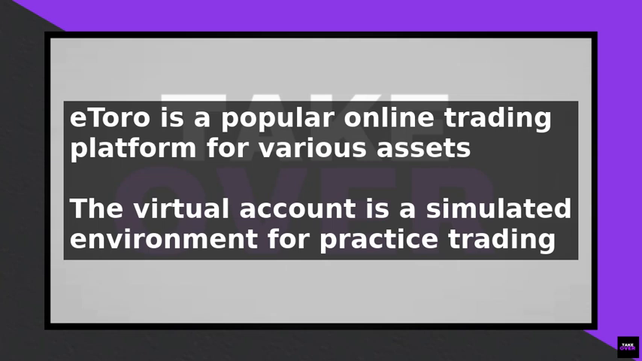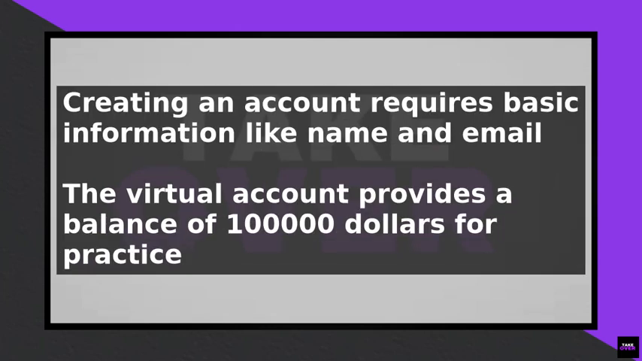First, you need to create an account on eToro, which is a straightforward process that requires some basic information such as your name, email address, and password. Once you have created your account, you can access the virtual account by clicking on the virtual portfolio option. You will be given a virtual balance of $100,000, which you can use to practice trading.